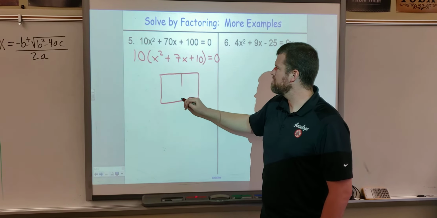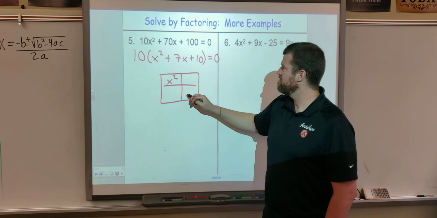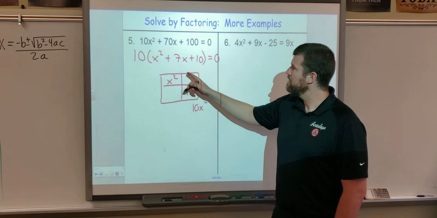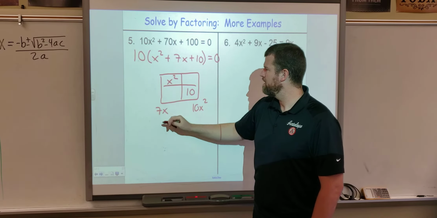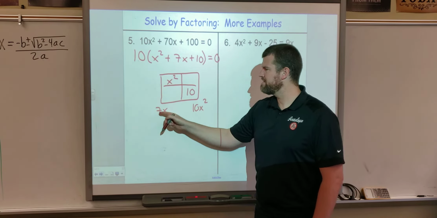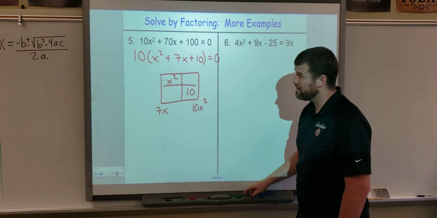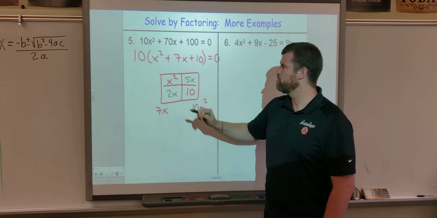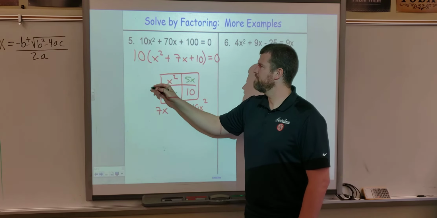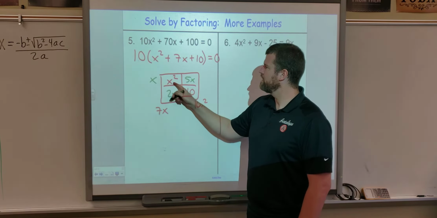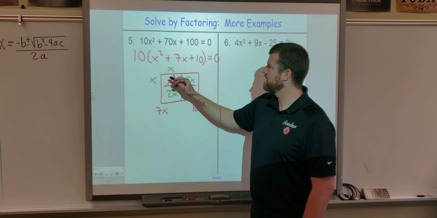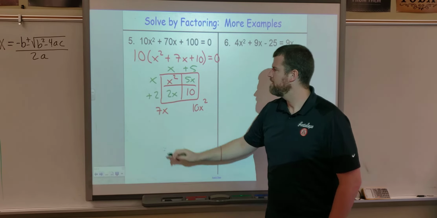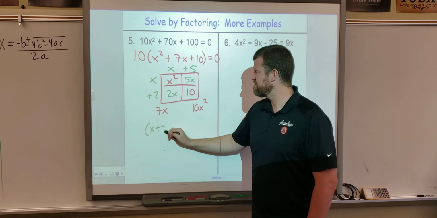Put that in the box. First term, first box. Last term, last box. Multiply those together. Add to the middle. Multiplies to 10, adds to 7. Well, that's positive 5x and positive 2x. Take out my common factor from the top row. Figure out what multiplies to give me the rest, and I get x plus 5, x plus 2. Write down my factors.